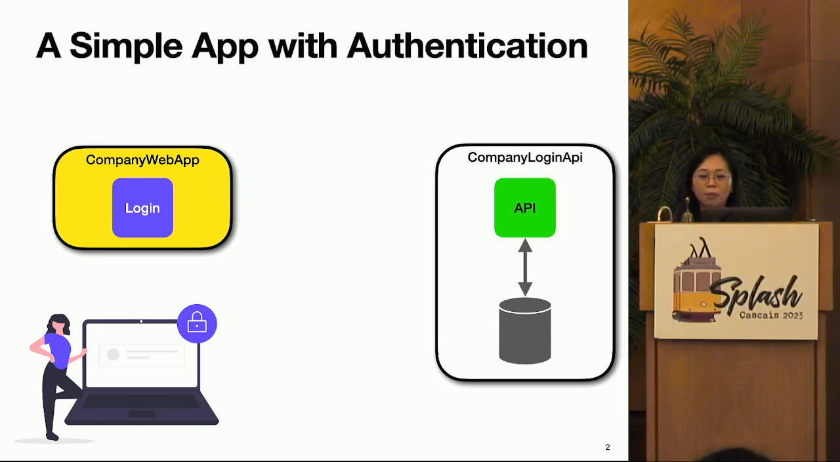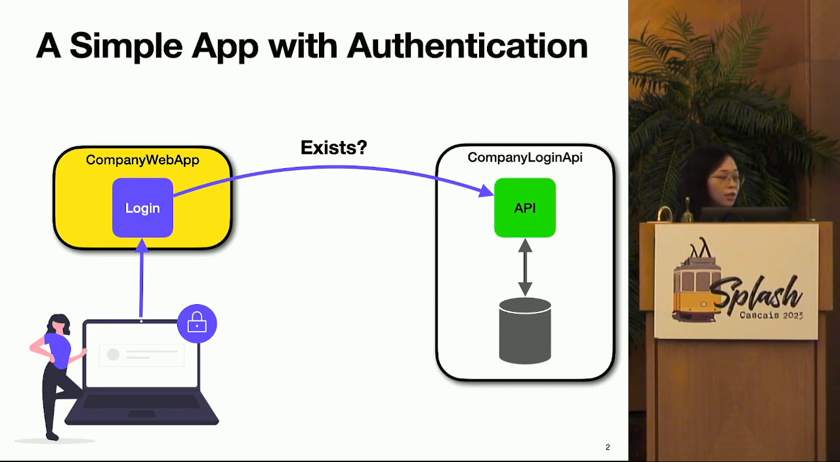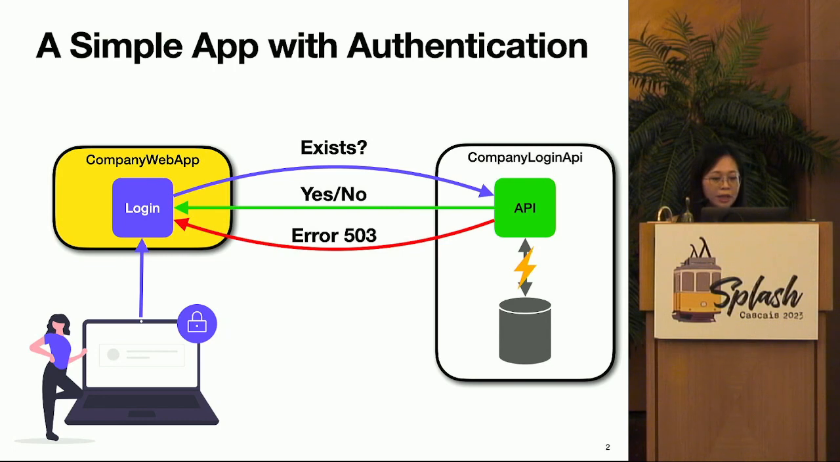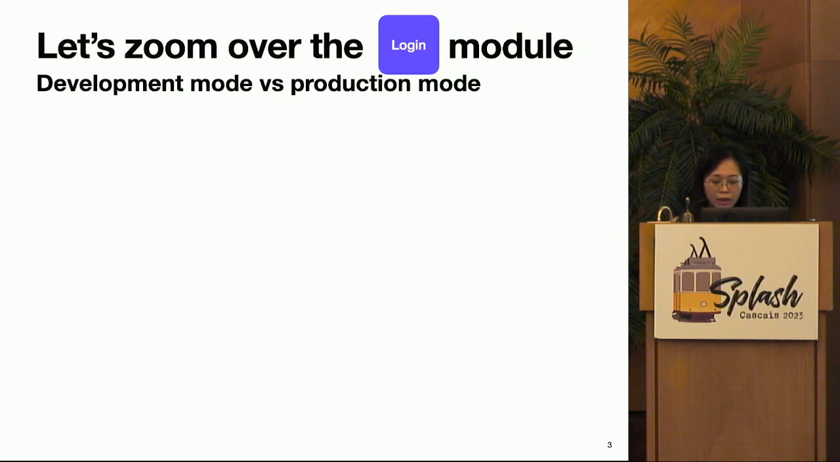Suppose you have a simple application with authentication. You have a user that connects to a login web application for a company, and then to authenticate, you prefer to ask if the user exists in the database of the company or not. So you consume a web service. And the web service is going to respond either this user exists or not exist. But this is not the only answer, because you could say, okay, if the API does not have connection to the database, then it's going to give you an error.